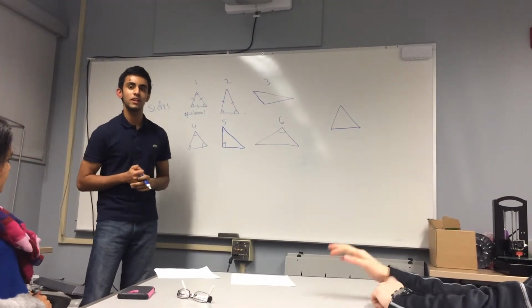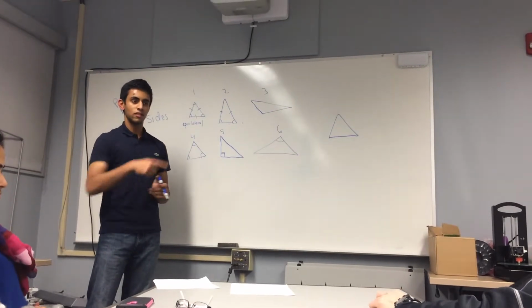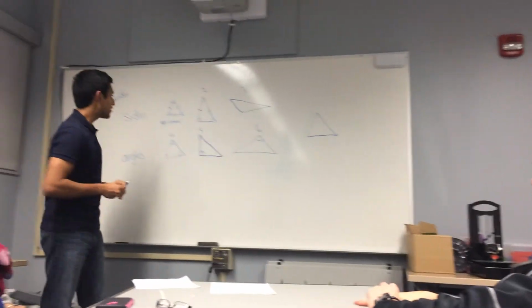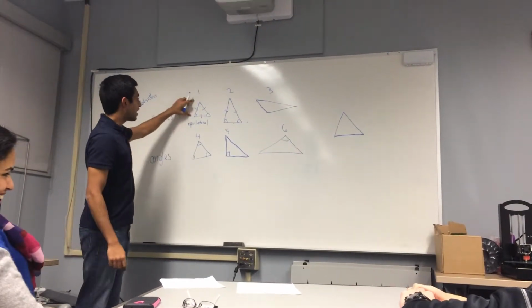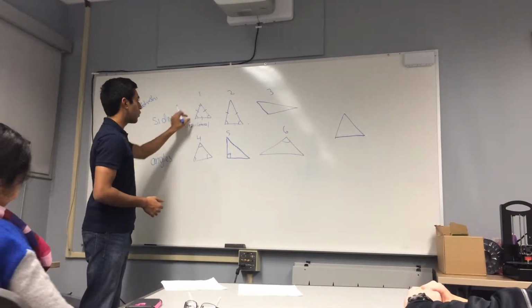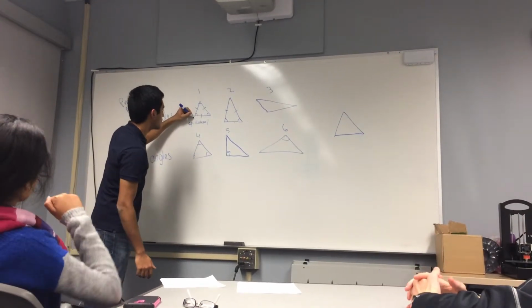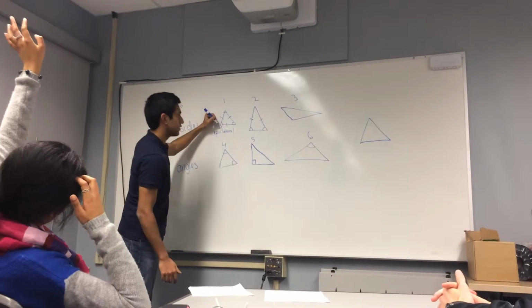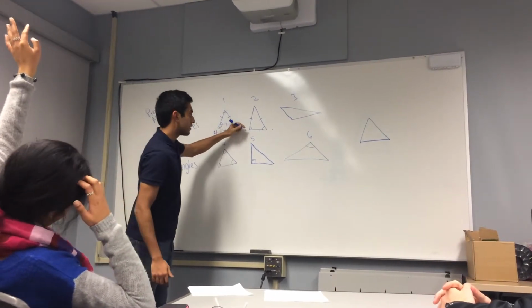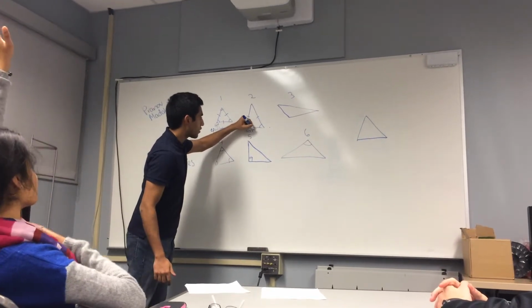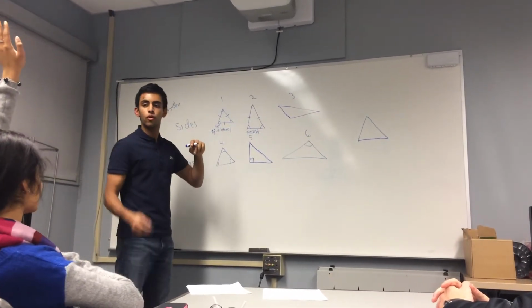So can anyone tell me what an equilateral triangle has? Equal sides? That's very good, Connor. So the side lengths of an equilateral triangle are equal, as well as the angles. The angle sizes are all 60 degrees. Now we have an isosceles triangle. And like an equilateral triangle, an isosceles triangle has equal sides and angles, but only for two sides.